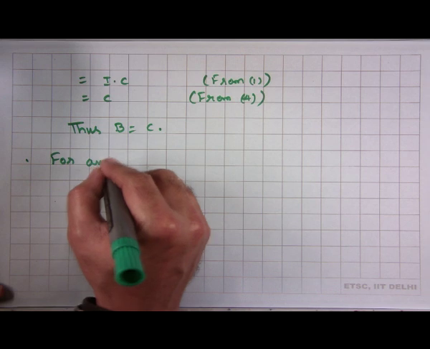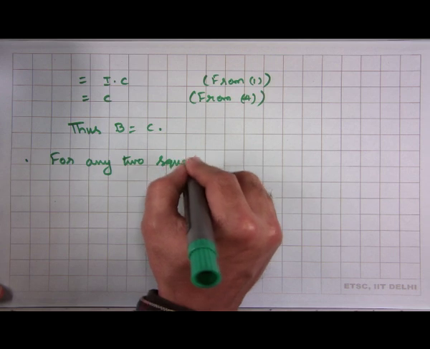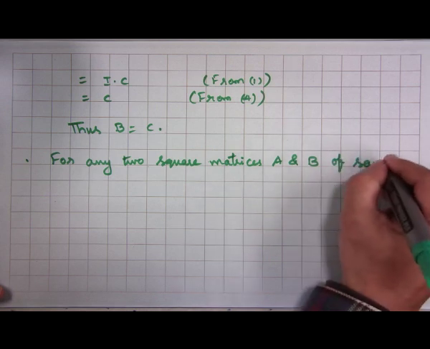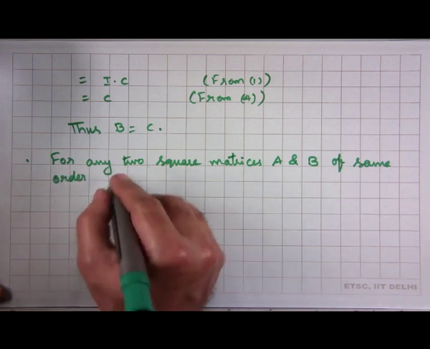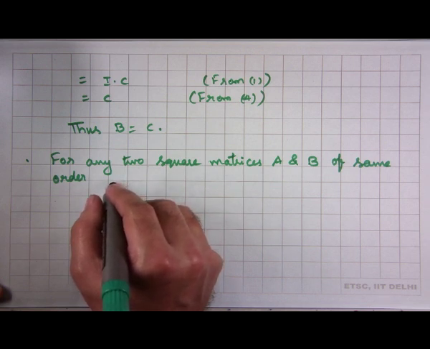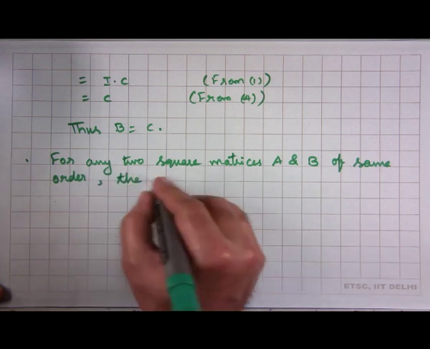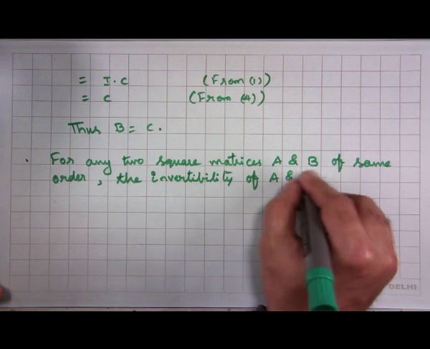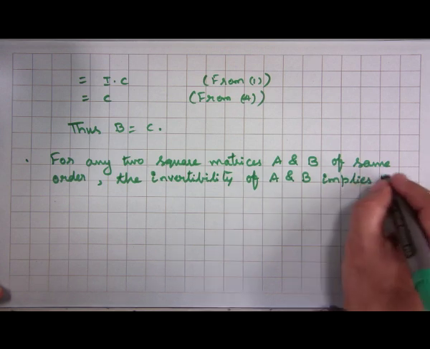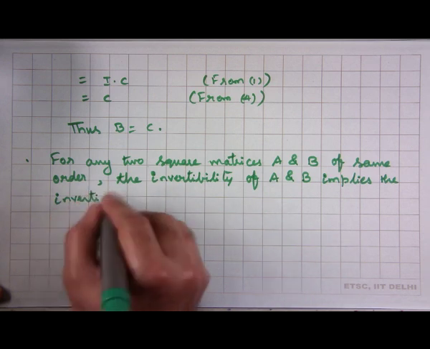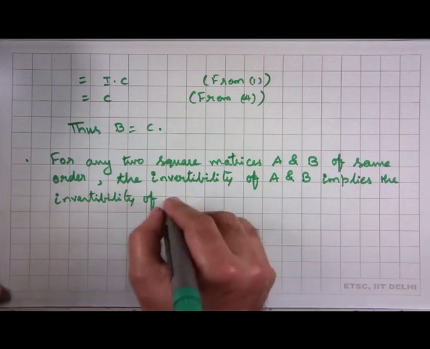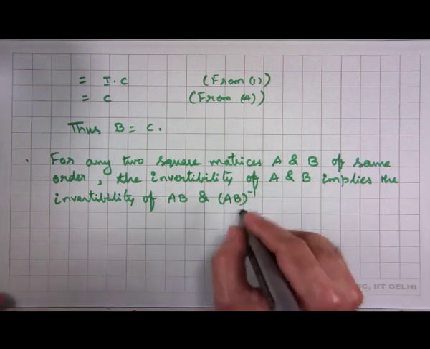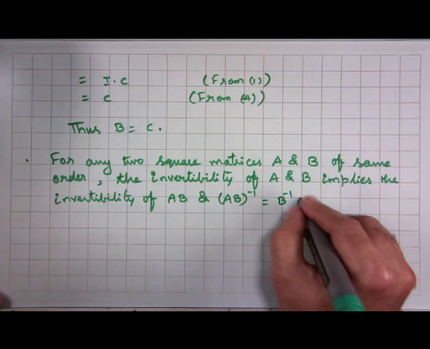Let us verify one more property for the inverse. For any two square matrices A and B of the same order, the invertibility of A and B implies the invertibility of AB, and the inverse of AB is equal to B inverse A inverse, right.